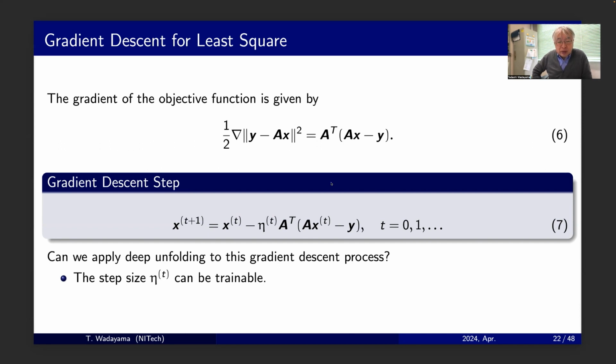Which parameters should be trainable? So you see, we make some parameters trainable in deep unfolding. One reasonable choice is to choose step size parameter eta as a trainable parameter. So in the following discussion, eta t is treated as a trainable parameter. You see, the step size eta t can be trained. Okay.